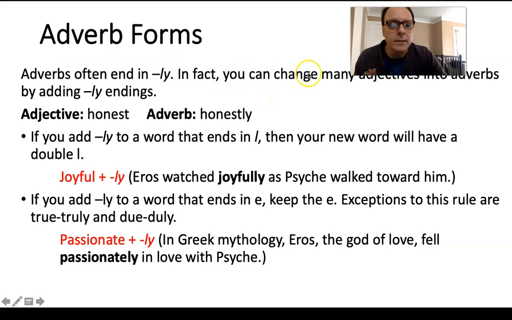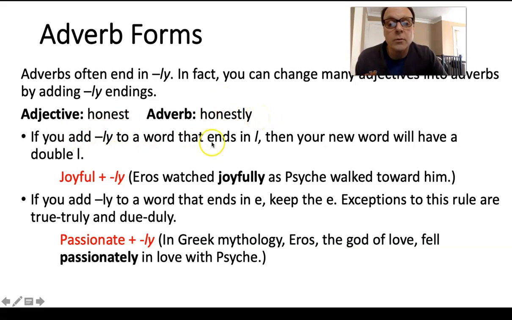Adverbs often end in ly. In fact, you can change many adjectives into adverbs by adding ly endings. For example, honest is an adjective, so he was an honest person, or it can be an adverb: I honestly want to talk to you, I want to talk to you honestly, right? So your action, and then the adverb is a word that's telling us about an action. So that becomes a different part of speech. It goes from an adjective to an adverb just by adding that ly.